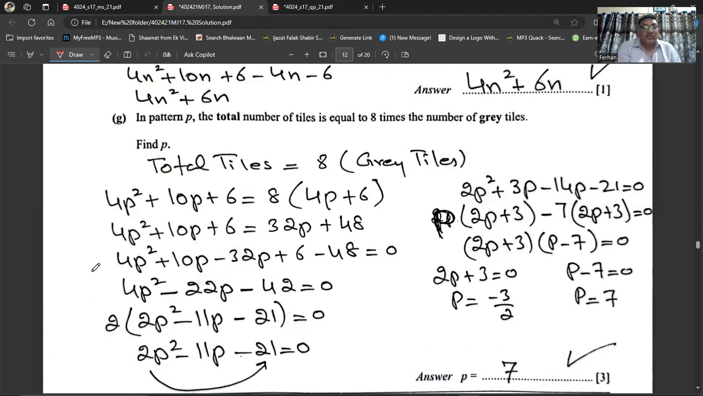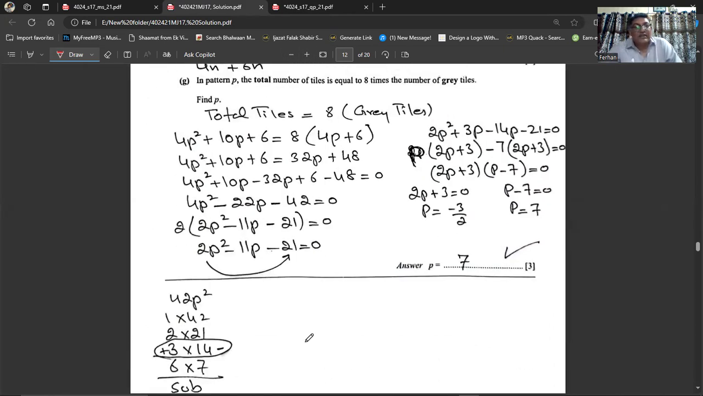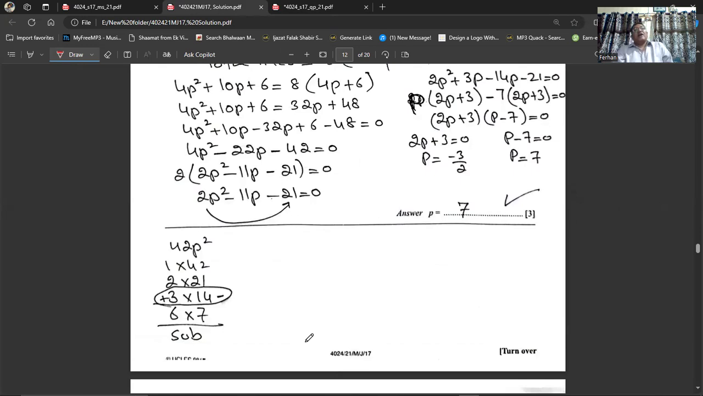I will take 2 common. So in the bracket, I will be left with 2p squared minus 11p minus 21. When this 2 goes to the other side, it will divide the 0 and be finished. So you will have 2p squared minus 11p minus 21 equals 0. I will multiply the extreme terms, and then do the midterm breaking. I will get 42. I will write the factors of 42. They are 1 multiply 42, 2 multiply 21, 3 multiply 14, and 6 multiply 7. Because the third term has a negative sign, I will write subtract here.